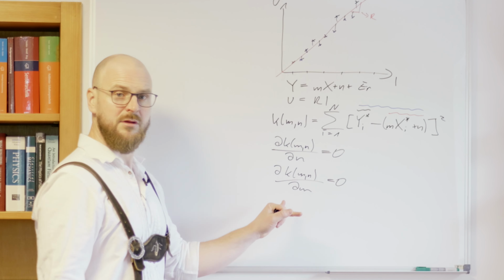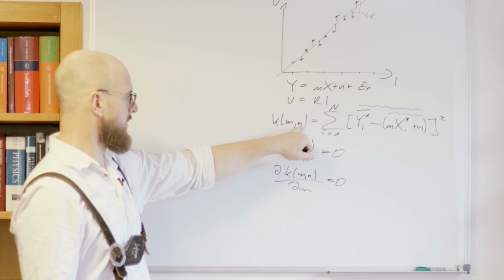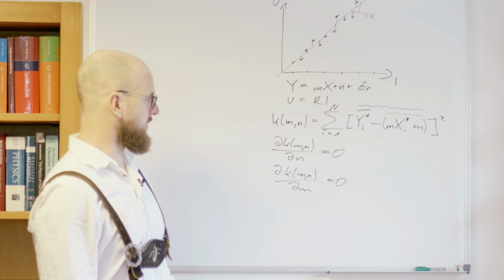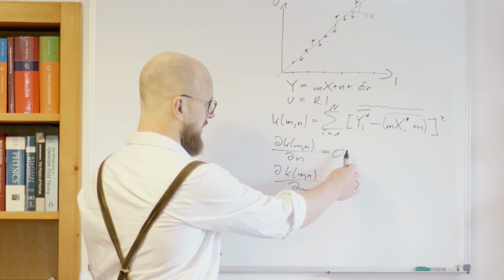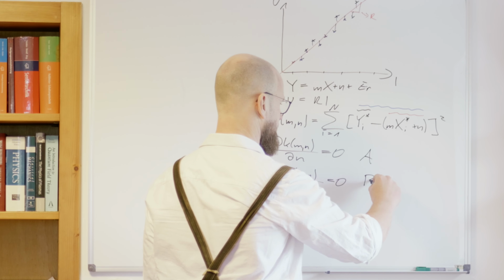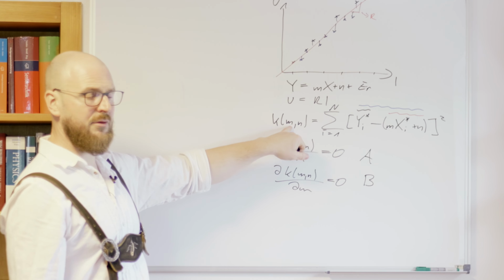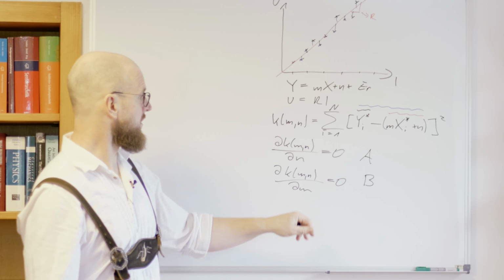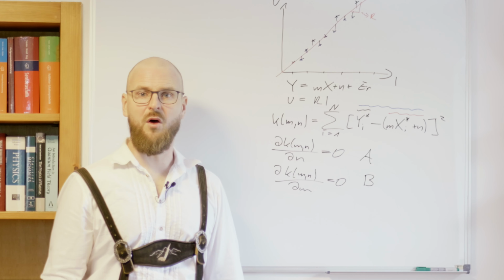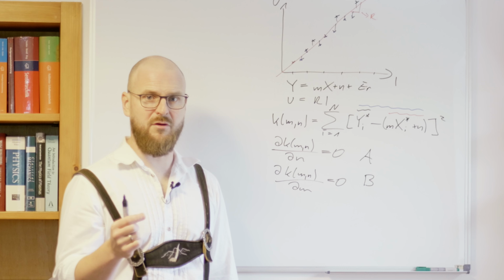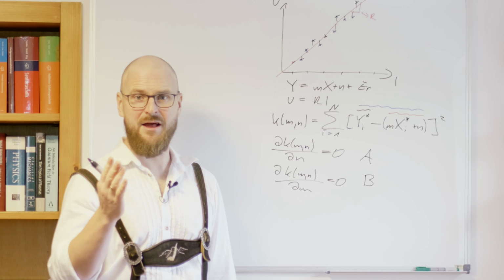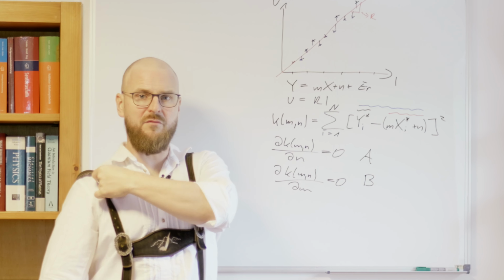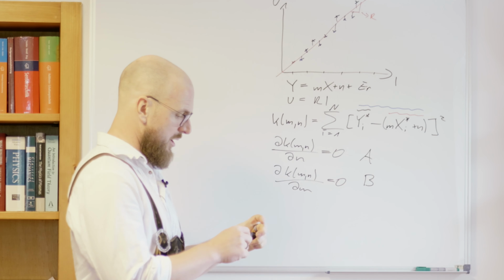In this case, we have two parameters, m and n. We derive for them and just put them equal to 0. We get two equations, an equation A and B, and we have two unknowns, m and n, so we are done. We can solve for m and n and get the optimal value for the gradient m and the offset n, to get the minimum of that function k, which denotes our errors.